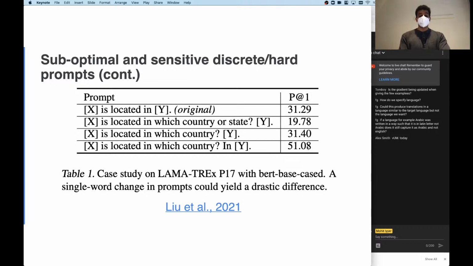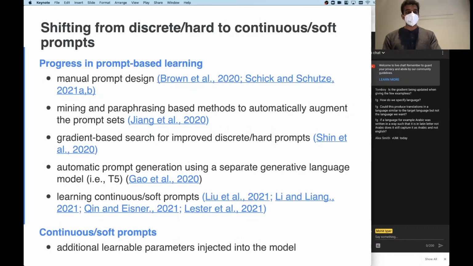This format of the prompt gives you 51%, but the same exact thing without the "in" drops you by 20 points. So you can see how brittle this kind of discrete prompt engineering is. Okay, so what we want to do is shift away from discrete prompts to continuous prompts. And this is the idea behind prompt tuning.